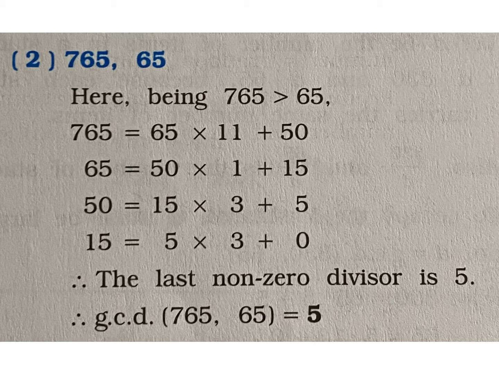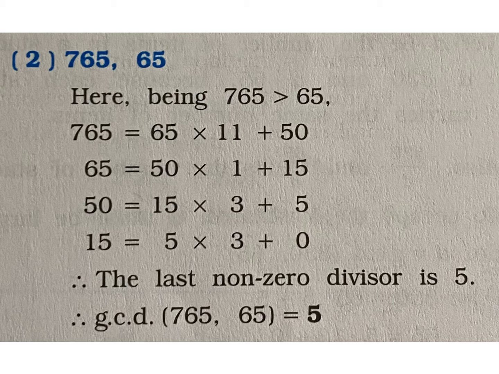We have to find GCD or HCF of 765 and 65. Here 765 is greater than 65, so we'll divide 765 by 65 and we will represent it in the form of A is equal to BQ plus R as 765 is equal to 65 into 11 plus 50. Here B is 65 and R is 50, so you have to divide 65 by 50. So we get remainder as 15 and it can be written as 65 is equal to 50 into 1 plus 15.